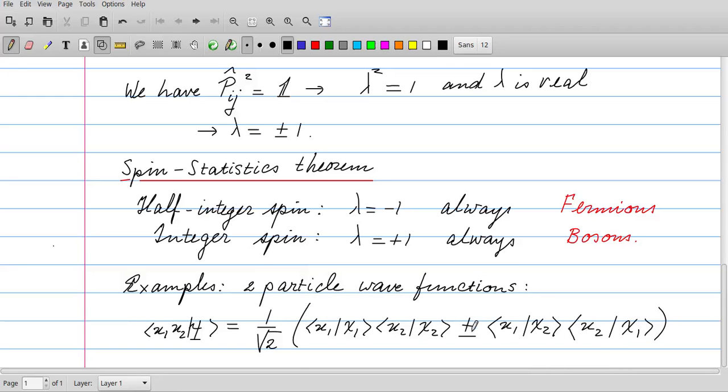And because we have the plus and the minus sign here, it's easy to verify that the plus sign says that if I exchange particle 1 and 2, I have the same state. So that corresponds to lambda, the eigenvalue of that operation, being plus 1. If there is a minus here, then the overall wave function changes sign, and that's the Fermion case, which I have up here.